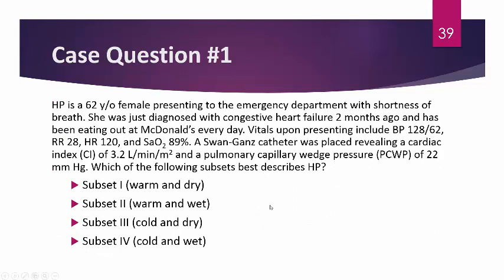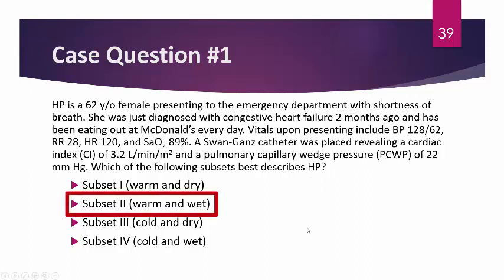And in regards to the case questions, so we had HP. She was a 62-year-old female. She came to the ED with shortness of breath. She has a history of CHF and has been eating out of McDonald's every day. So very salty diet. Her vitals in terms of blood pressure are normal, but her respiratory rate and her heart rate are elevated. Swan scans revealed a cardiac index of 3.2, which is normal, and a pulmonary capillary wedge pressure of 22, which is above normal. Which subset best describes HP?